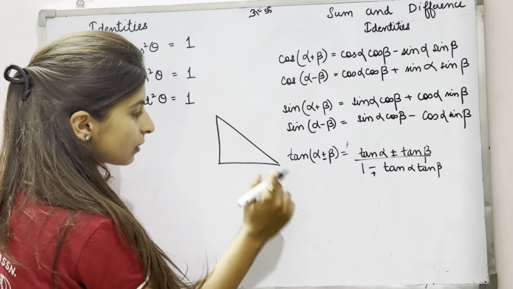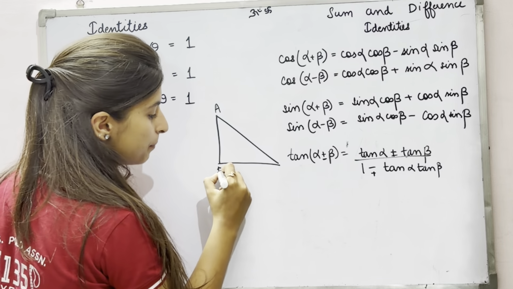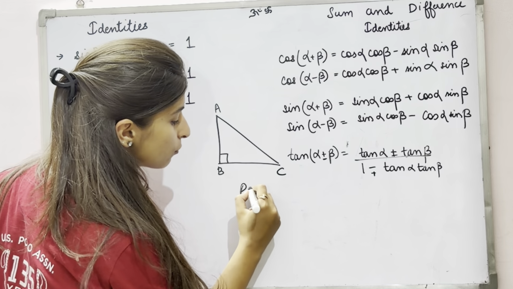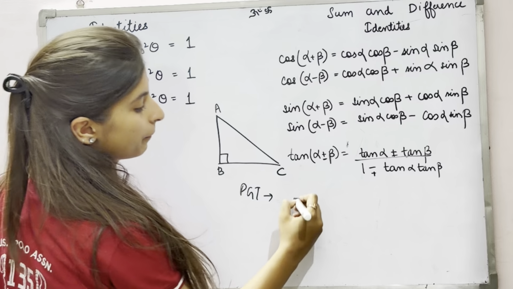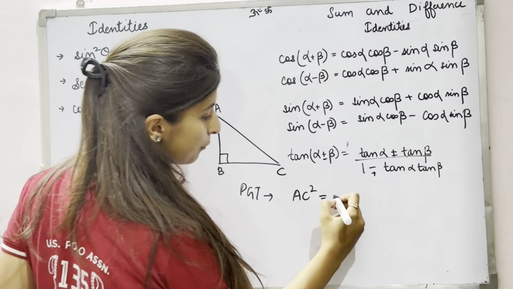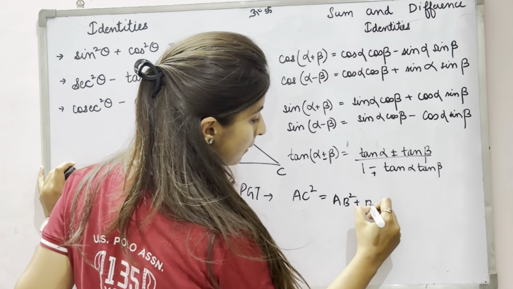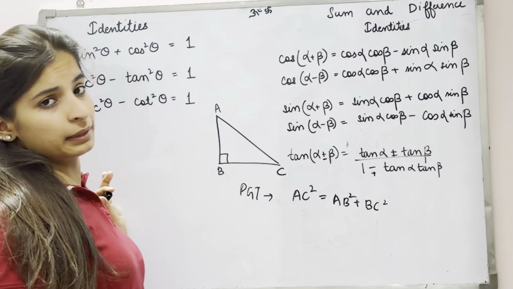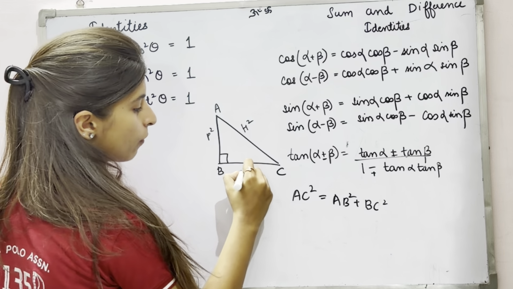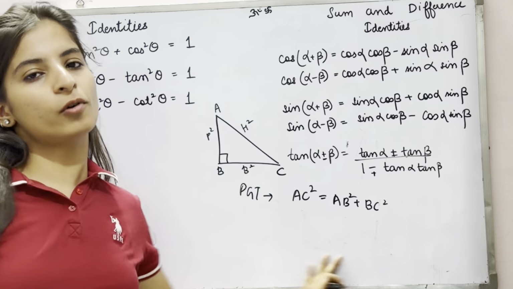If this is my right angle triangle A, B, C, right angled at B, and I simply use the Pythagoras theorem, what does it say? AC square, hypotenuse square, is equal to AB square plus BC square. Super clear. Hypotenuse square, perpendicular square and base square. This is what it is.